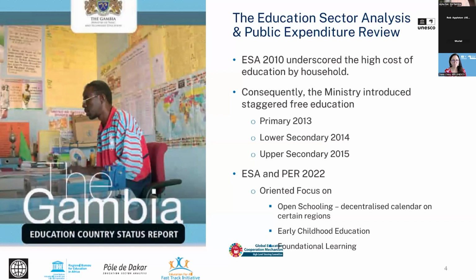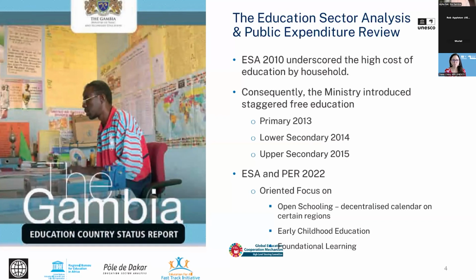And then recently we had a PER and another ESA that says we have to orient education service delivery towards open schooling, with a decentralized calendar across the regions. Instead of having one blanket day of opening schools in the Gambia, we have to decentralize to factor in local needs and community needs. And we have to emphasize early childhood education because of the PER also.